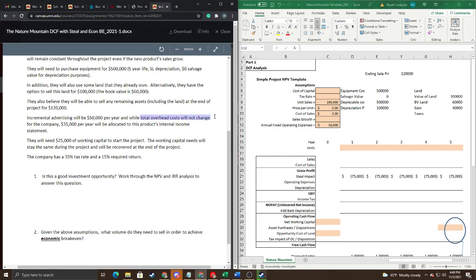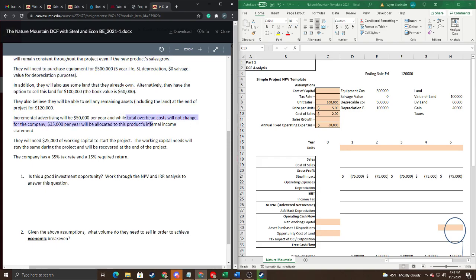Now, let's get into this overhead. So total overhead costs will not change for the company, period, right? This $35,000 a year will be allocated to the company as overhead, but it does not actually cost the company as a whole any money, right? So the total overhead costs are the same, regardless of if they go through with this project or not.